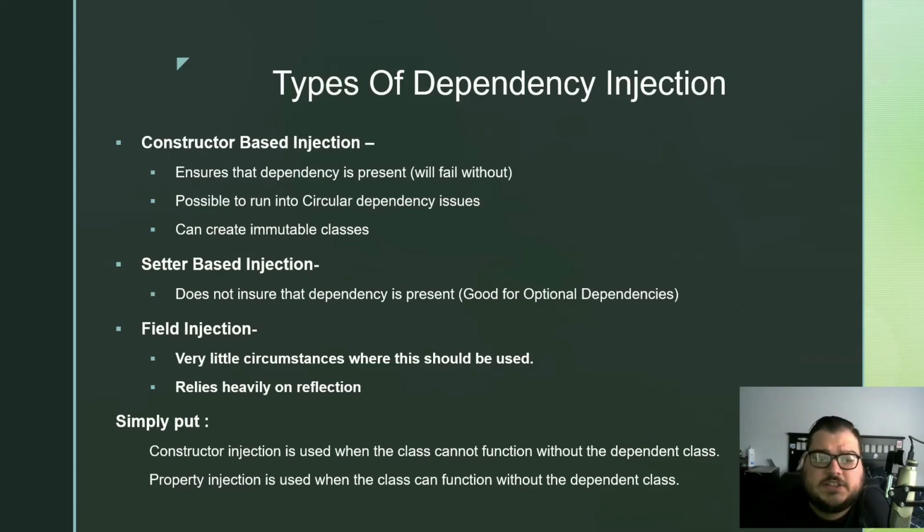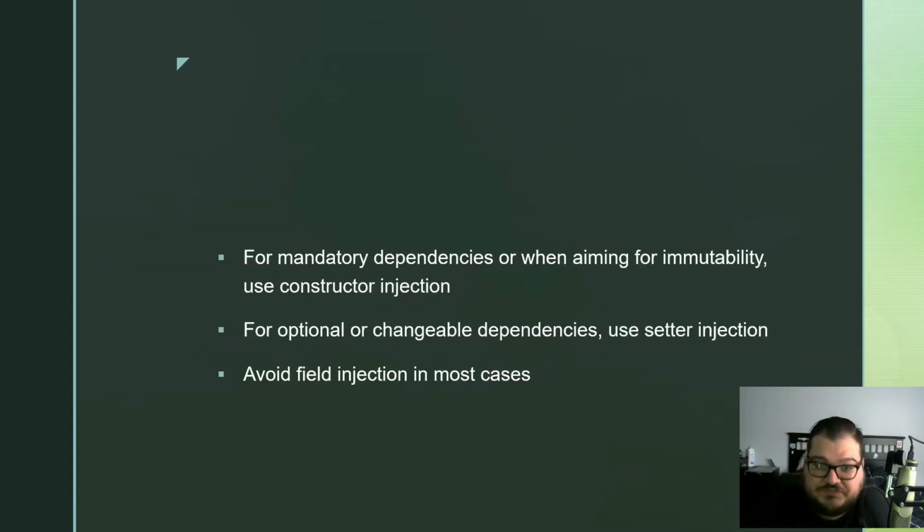Lastly, field injection. The overall decision in the community is there's very few circumstances where this should be used, and it relies heavily on reflection. So you're actually reflecting on the objects and specifically injecting the value into that field. But simply put, constructor injection is used when the class cannot function without the dependent class, and property injection is used when the class can function without the dependent class.